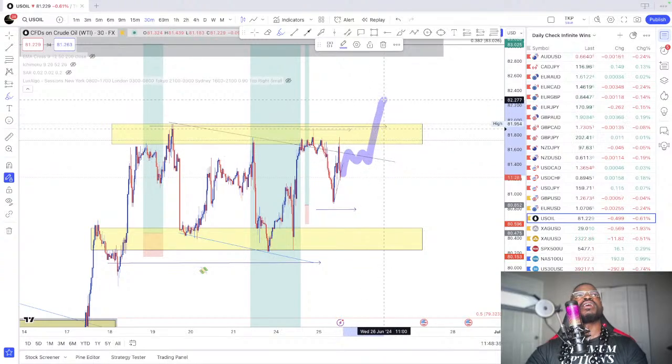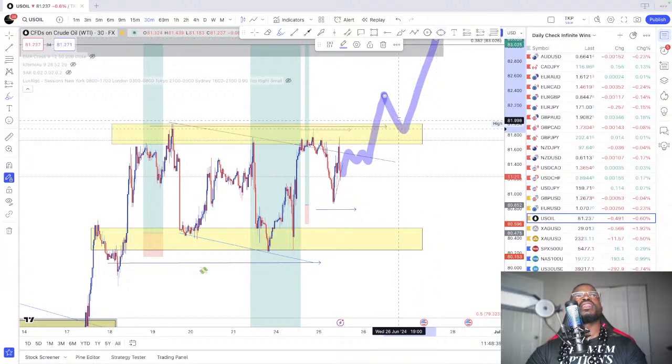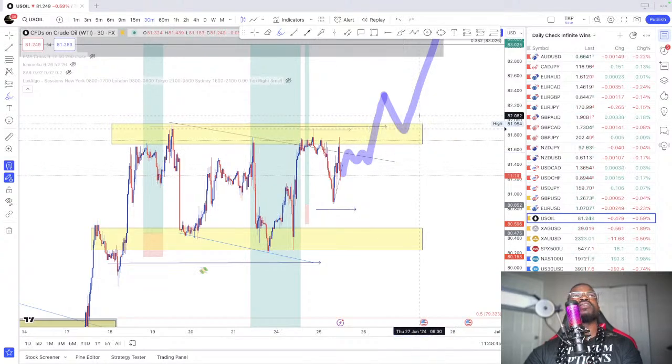y'all getting a whole teaching lesson in the live session. This is how you would take advantage of your breakouts. That's where you place your buy. That's where you place your stop loss.